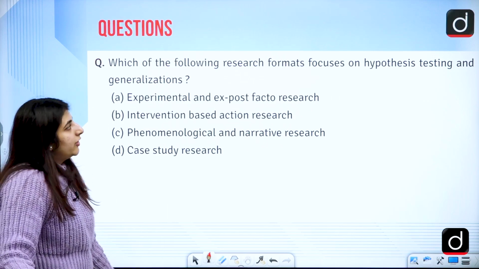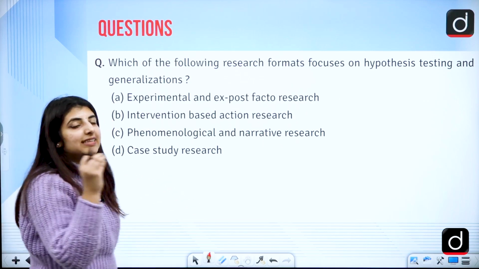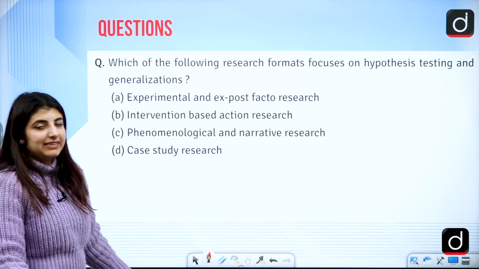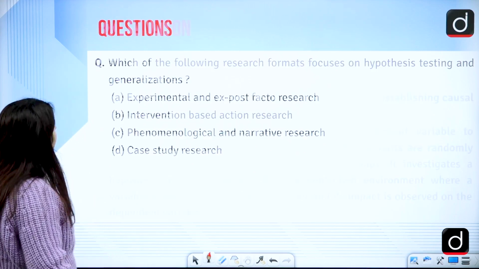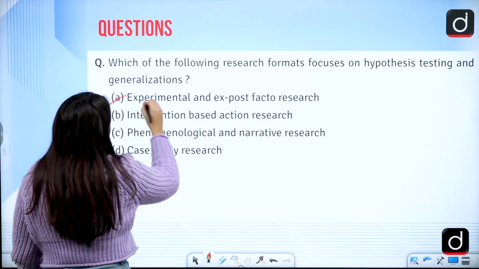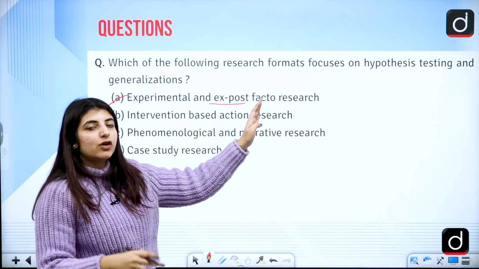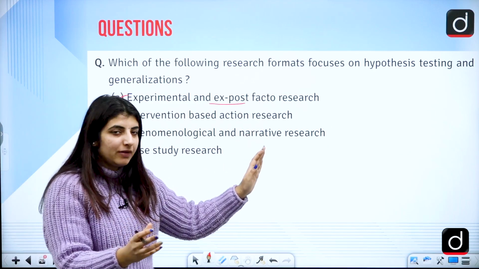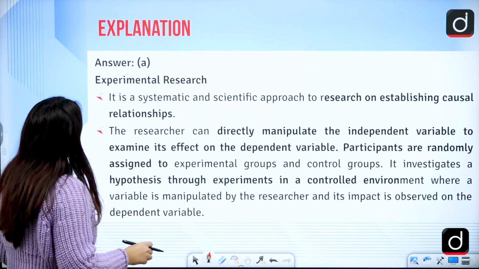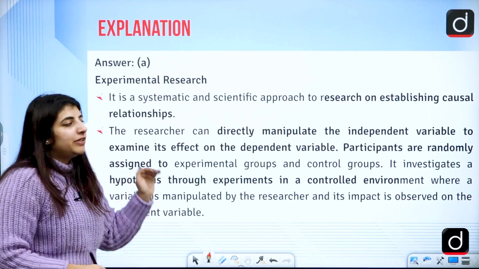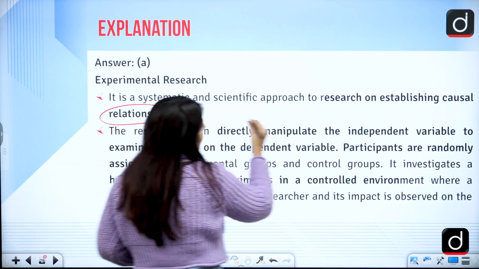Then we have the next question. Which of the following research formats focuses on hypothesis testing and generalizations? The answer that we have here is option A, that is experimental research and ex post facto research are the ones which focus on hypothesis testing to test something, right, their statements, and they generalize certain things as well. So first of all, we will be talking about the experimental research, which is there to establish causal relationships, right?